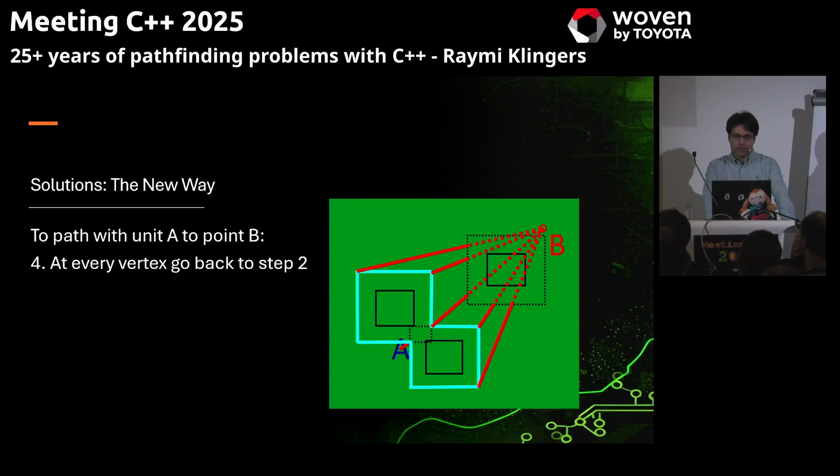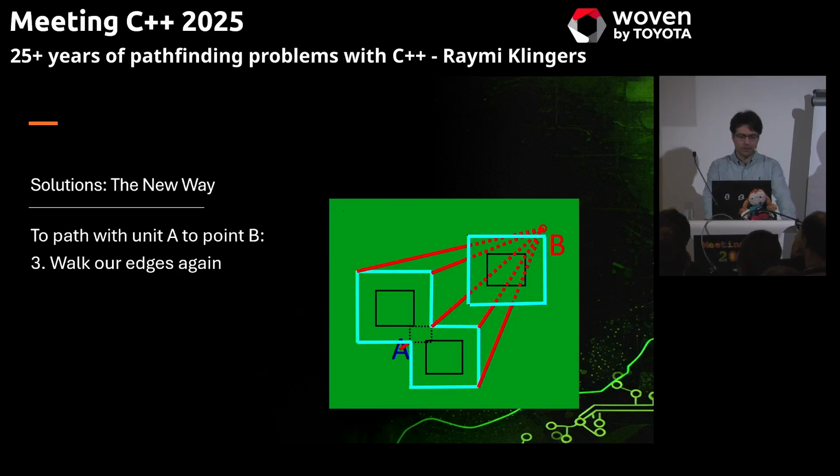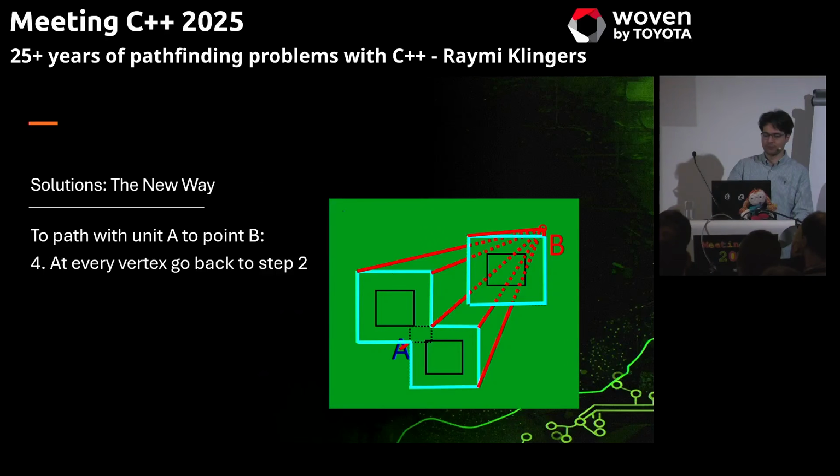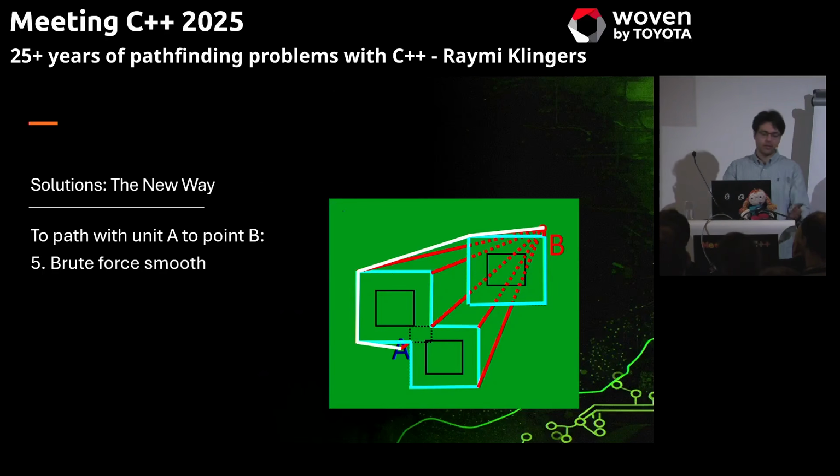At every point, every vertex, we repeat step 2. We shoot a ray towards our goal. And then, well, there's another obstruction in the way. We repeat the whole process and we reach our goal. Very similar to the original algorithm, just slightly different in how we get there. And yeah, the final step is a brute force smooth again.